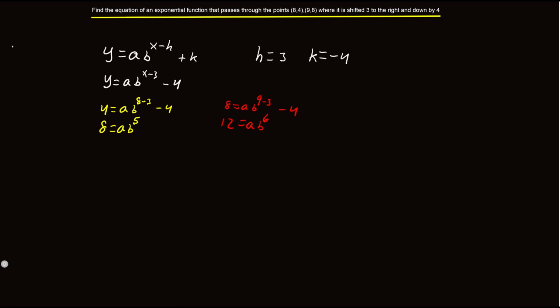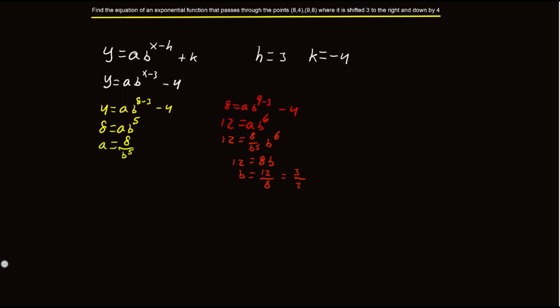And we will go ahead and isolate a in our first equation, and we will get a is equal to 8 divided by b to the power of 5. Plugging a into our second equation, we get 12 is equal to 8 divided by b to the power of 5 times b to the power of 6, which gives us 12 is equal to 8 times b, where we get b is equal to 12 divided by 8. We could simplify it by dividing it all by 4, so we get 3 divided by 2.